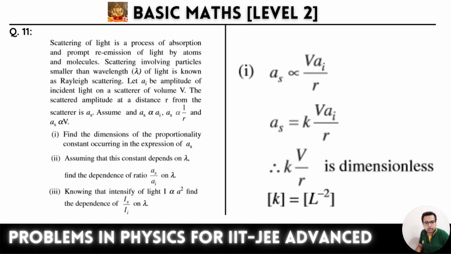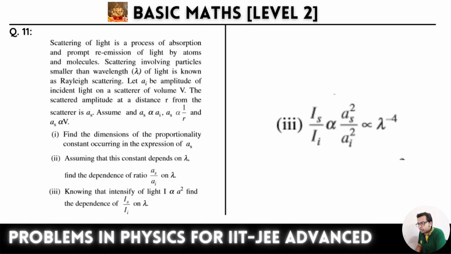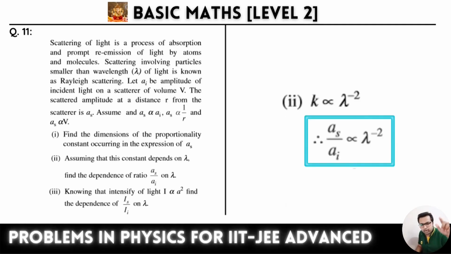So see what we can do. From the relation that As is equal to kVAi upon R, As upon Ai is proportional to k. So k is proportional to As upon Ai, and k is also proportional to lambda to the power of minus 2. So automatically As upon Ai will be proportional to lambda to the power of minus 2. So this is the answer. I think you can get this.